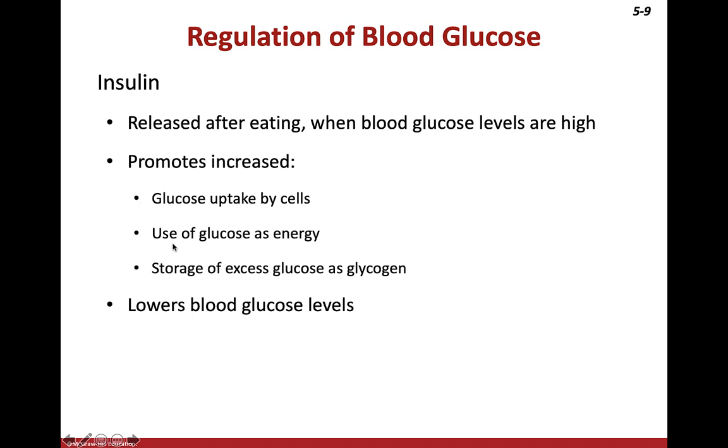Ideally, it's going to be stored as glycogen, but remember, we have limited capacity to store glucose as glycogen, and if that's the case, and we already have full glycogen storage, we're going to store that excess glucose, and it's going to become fat. So overall, insulin is responsible for lowering blood glucose.